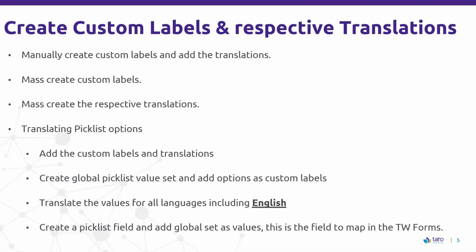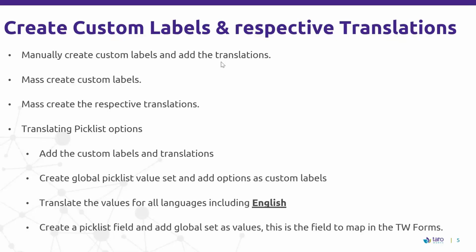This is the core of the implementation, since whatever you want to be translated must first be defined as a custom label, and then you add the respective translation or translations if you're adding many languages. So you can manually create the labels and also add the respective translations, but there's also a way you can mass create those labels and mass add the respective translations.